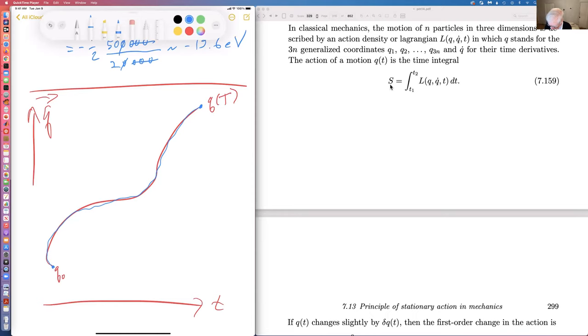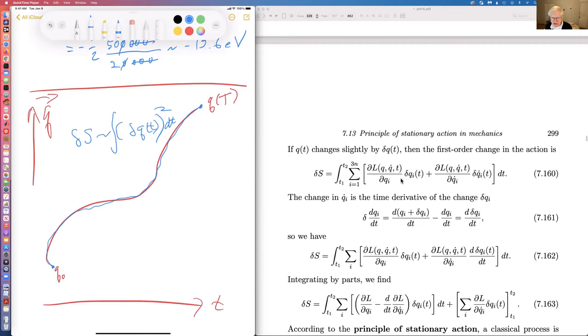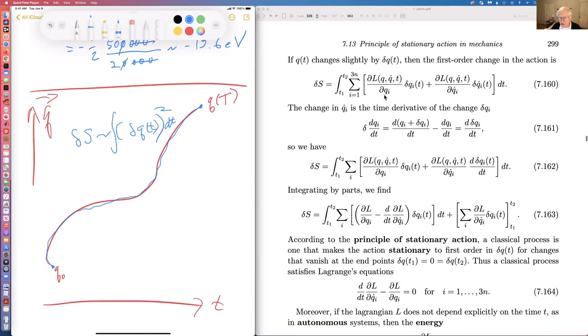So the idea here is that the change in S is proportional to the time integral of the square of the change of the path, of the coordinates of the path. And to see what that implies, we just do it. We say, well, all right, the change in the action is going to be a sum over all the coordinates, change in each coordinate, partial of L, partial Q_i, partial of L of Q and Q dot and T, partial Q_i dot, change in Q_i dot.